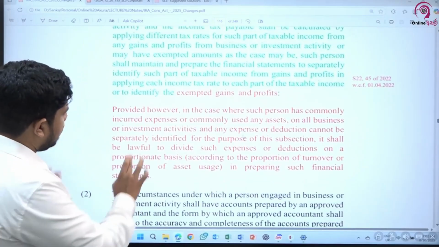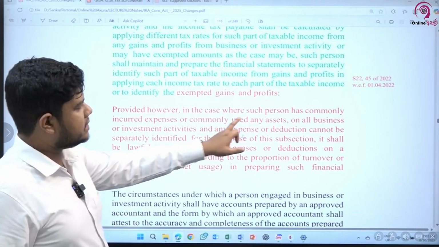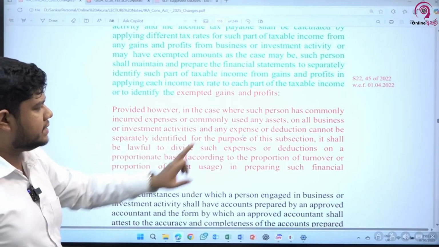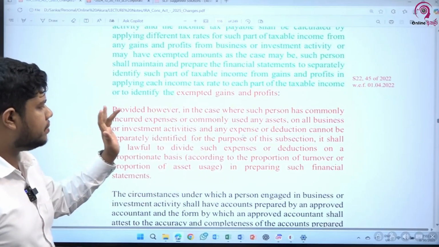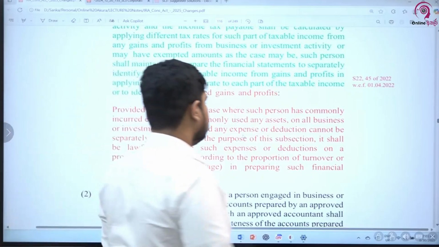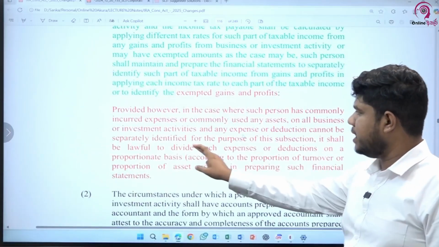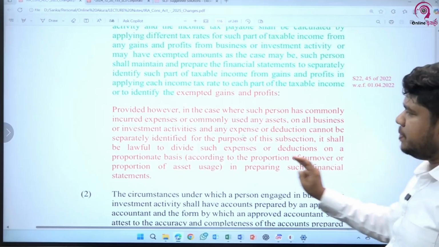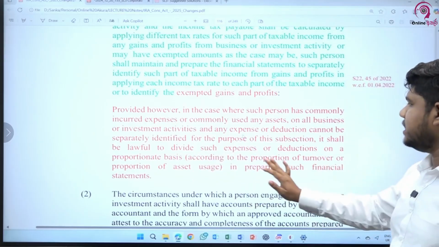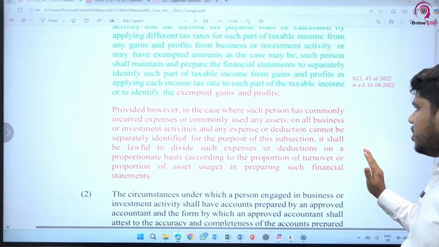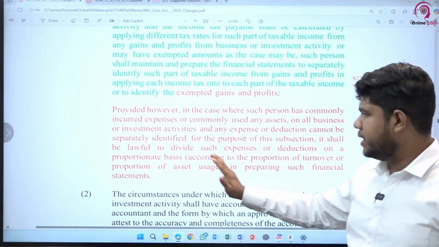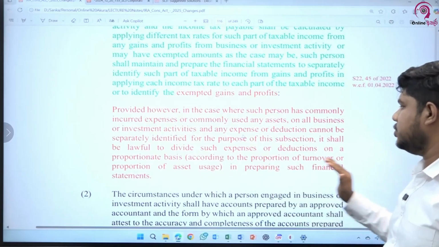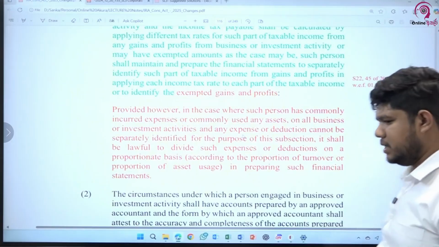So next, provided however, in the case where such person has commonly incurred expenses or commonly used any assets on all business or investment activities, and any expense or deduction cannot be separately identified for the purpose of this subsection, it shall be lawful to divide such expenses or deductions on a proportionate basis according to the proportion of turnover, proportion of assessed usage in preparing such financial statements.